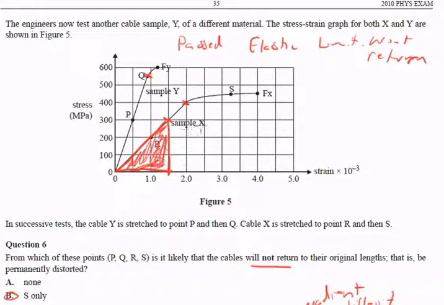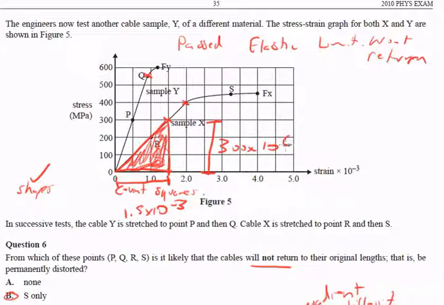There's two ways you can usually calculate the area under the graph. You can do it by shapes, which is the way I'm going to do it. The other way, which I might do in some other questions in another year, is count the squares. But I'm going to do the shape for now. So the shape of it is a triangle. The base is 1.5 by 10 to the minus 3. The height is 300 by 10 to the 6.